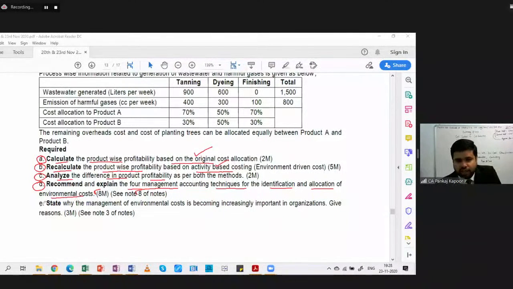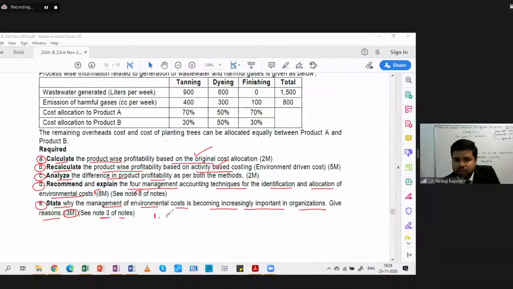We already studied that in our class today. Part number E, state why environmental management accounting is becoming increasingly important in the organization. Give reasons. It is asked for 3 marks. We discussed it in note number 3 of our notes. And what are those 3 reasons due to which EMA is getting importance?